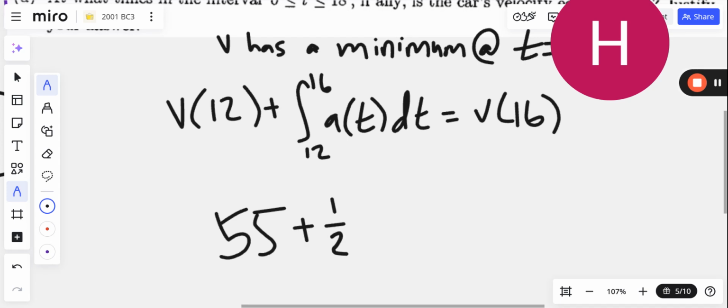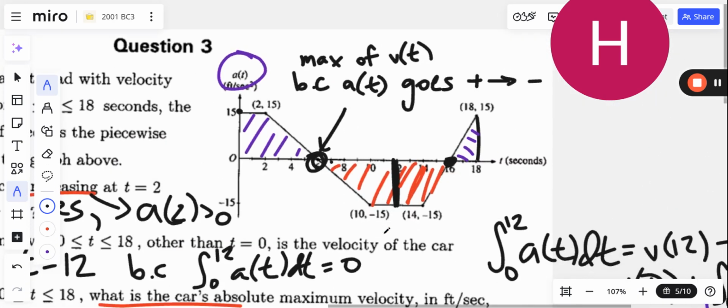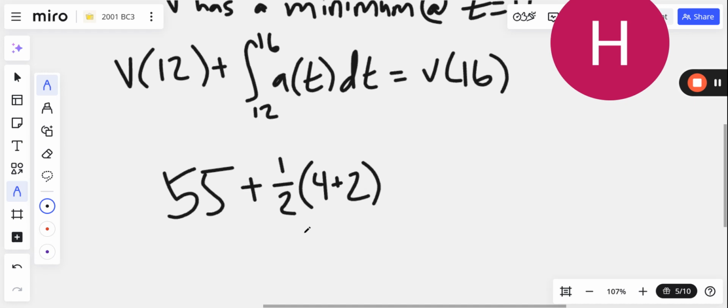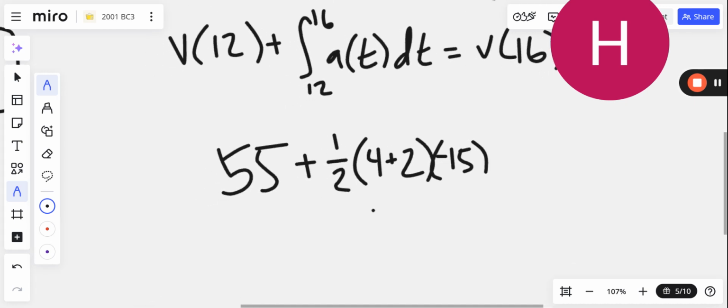Well, that's going to be the area of a trapezoid. We have base 1 plus base 2, which is 4 plus 2 now. All right, we can go back to the graph to look at that. From 12 to 14 is 2. From 12 to 16 is 4. And the height of the function, which is kind of like the height of the trapezoid, is negative 15. So we're going to have half of 6, which is 3.